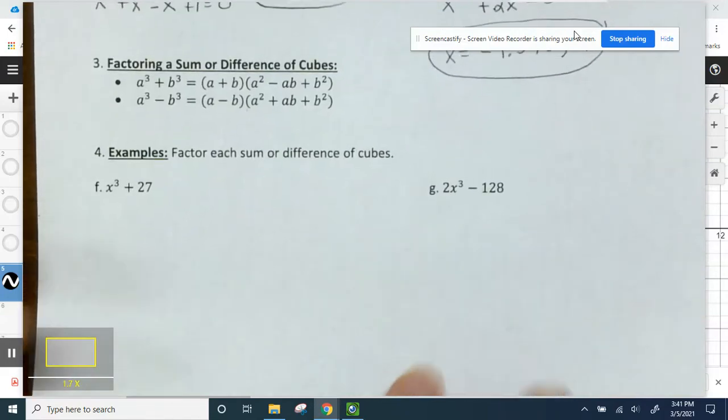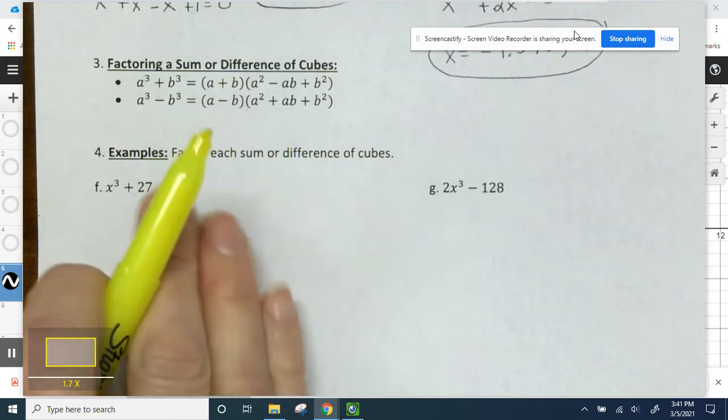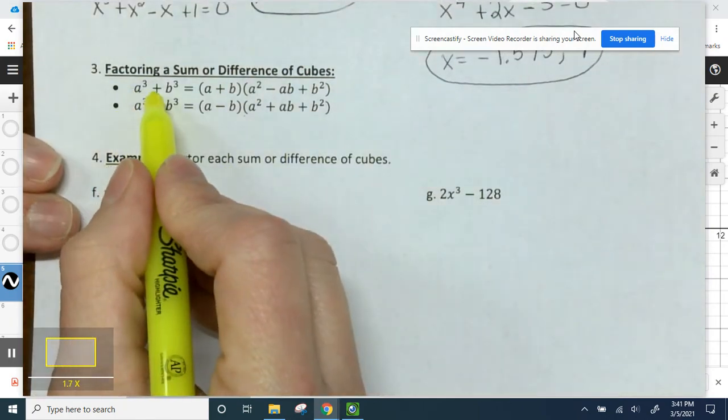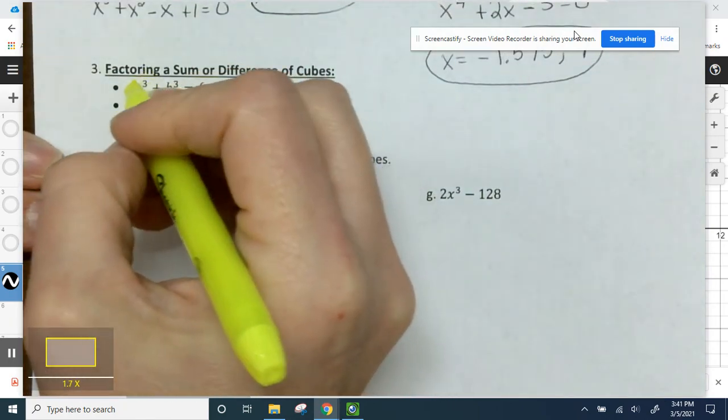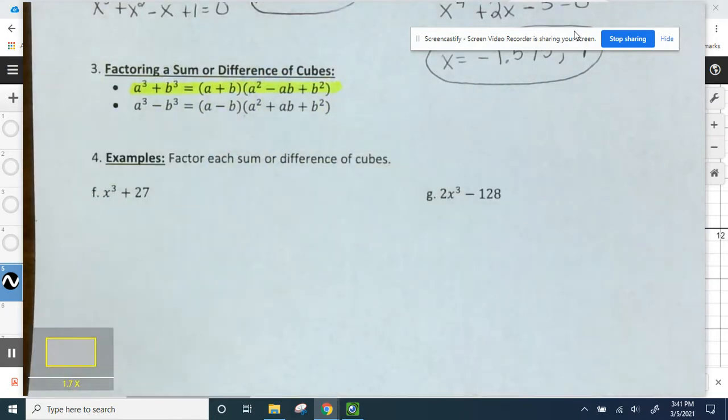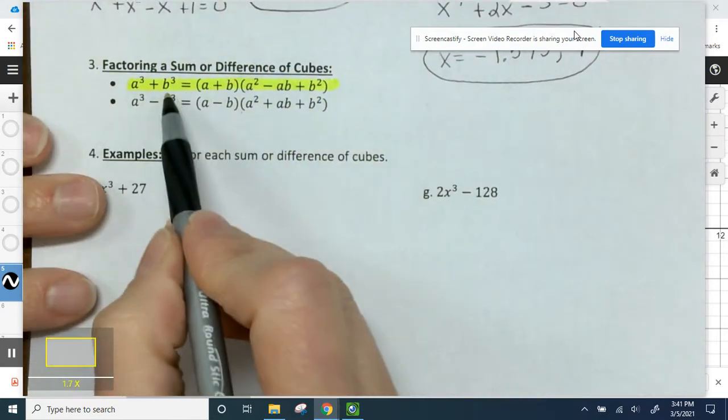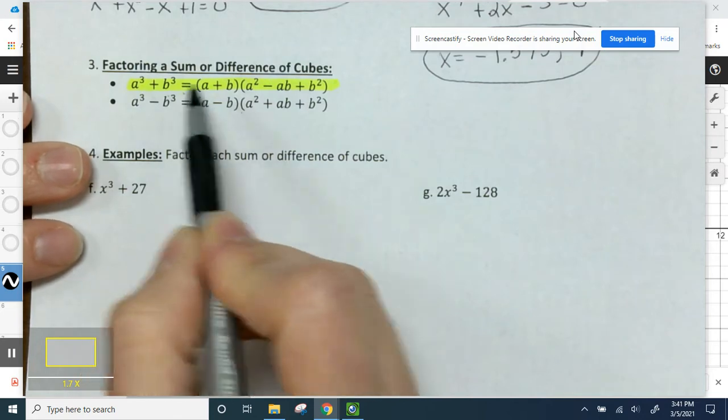All right, guys, in this video, we're going to learn how to factor a sum or a difference of cubes. And I have actually given you two formulas here that you're going to follow in order to factor these. So the first one is the sum of cubes. That's this one. Notice that it is a cubed plus b cubed equals a plus b.